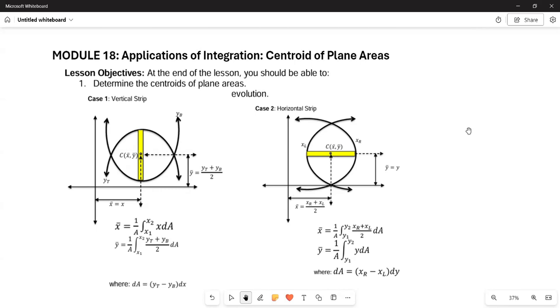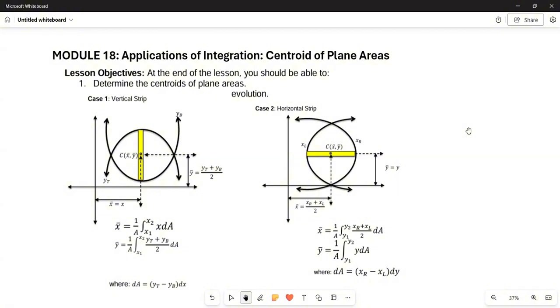Good day, everyone. So today we'll be discussing our last module here in Math 076, which is Module 18. So another application siya ng integration aside from area, volume, surface area, arc length. So we have here centroid of plane areas. So objective natin is of course to determine yung centroid ng isang plane area.